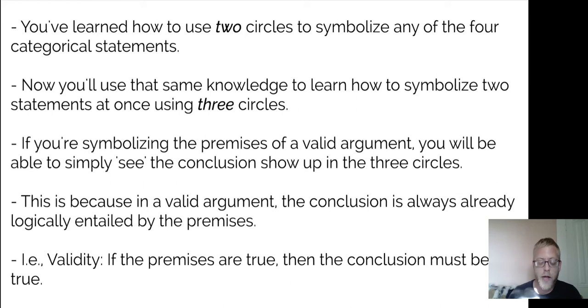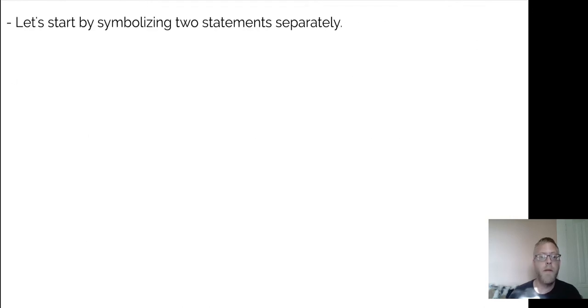So with categorical logic, we're going to represent arguments. We're going to represent the premises, and then we're going to see if the conclusion is there as well. Because if the argument is valid, the conclusion will just be there. Okay? So let's start just by symbolizing two statements separately.